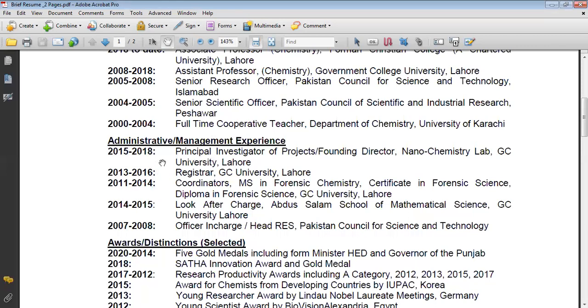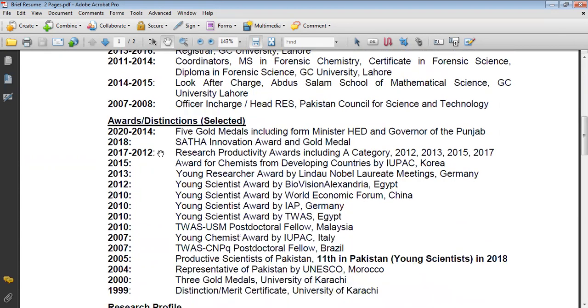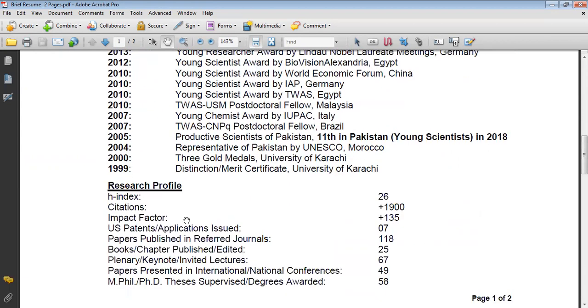Besides this, I have also held administrative positions, and some of the duties are mentioned over here. I have received many national and international awards. The detail is given over here. This is my research profile highlighting the research publications, patents, impact factor citations, and presentations at national and international conferences.